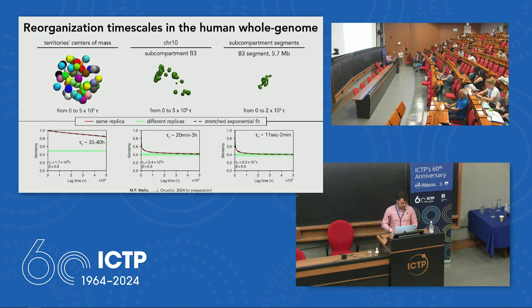We see that for each one of these length scales, we sample different timescales. We measured this by comparing the decay until the similarity reached the value of different replicas. For the territories, we see a minimum time scale in the range of tens of hours if we do the conversion from our simulated reduced units to actual units. For the reorganization of the subcompartments inside the chromosome, we see a time scale of a couple hours. And finally, for the segment, we see a much smaller time scale of just a couple minutes.